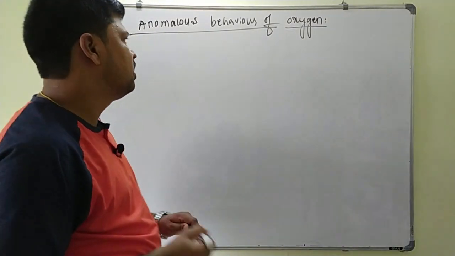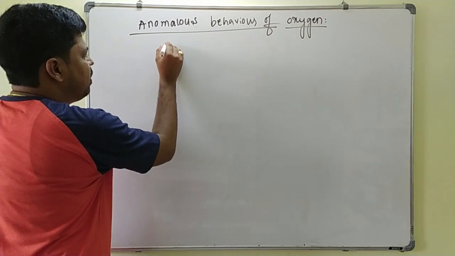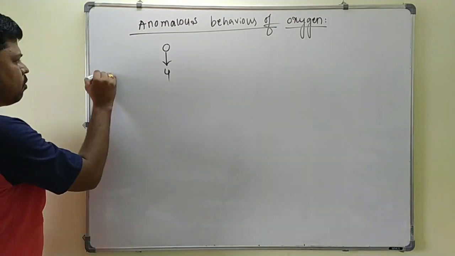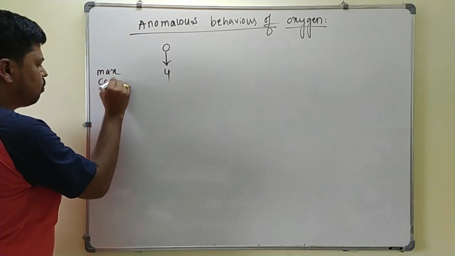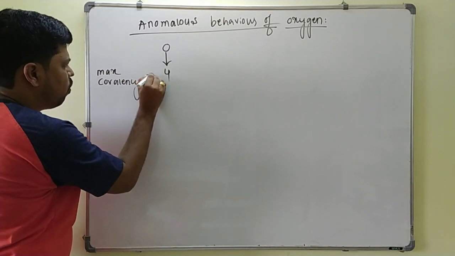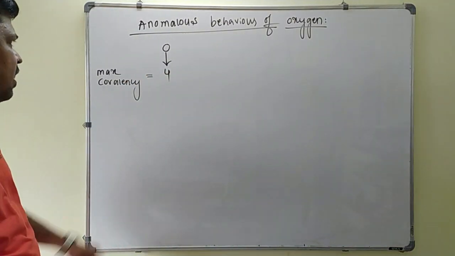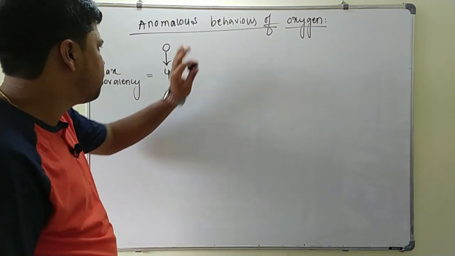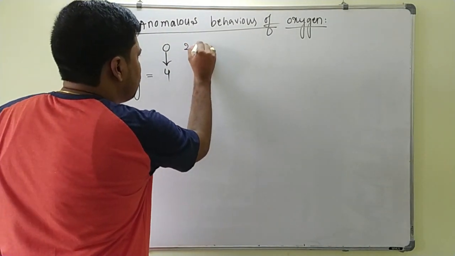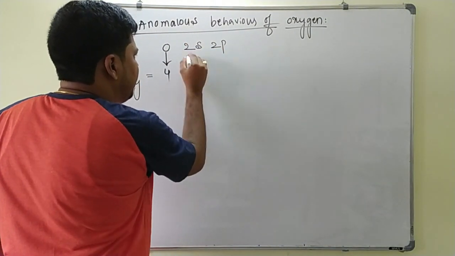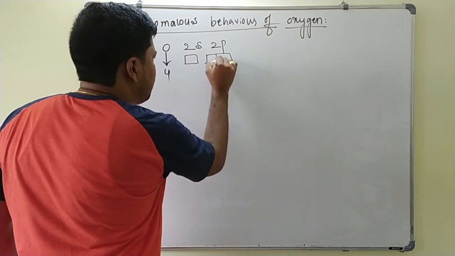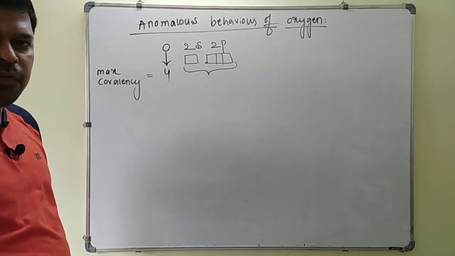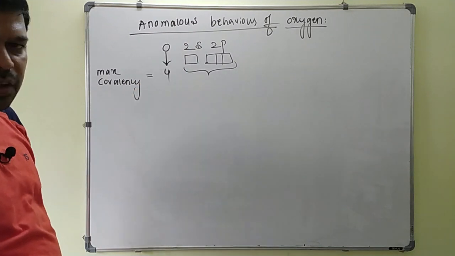Okay, the next point is the maximum covalency. The maximum covalency of oxygen is 4. What is the covalency? The number of covalent bonds formed by the element is equal to the covalency. The maximum covalency is 4, meaning the number of orbitals available in its valence shell is maximum 4 only. That is one 2s orbital and three 2p orbitals. Therefore, maximum 4 orbitals are available in the valence shell of oxygen. Hence, it will form maximum 4 bonds only. In oxygen, there is absence of the vacant d orbital.